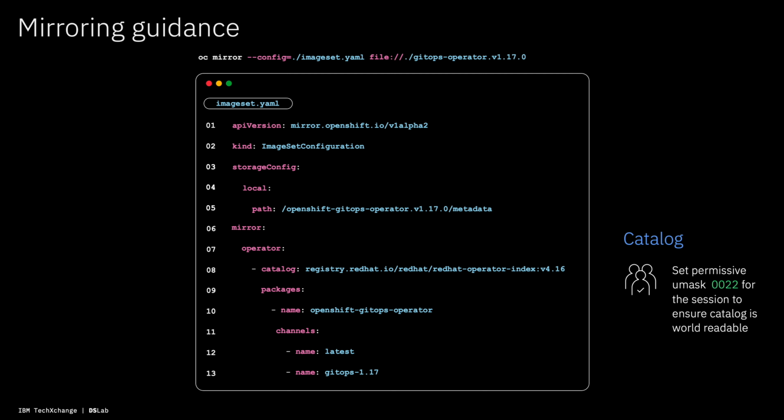And finally, catalog permissions. When pushing content to the registry, OC Mirror generates a catalog index. This process creates a file-based catalog that includes only the images that were mirrored. The catalog is first written to local disk, where file permissions are inherited from the user's profile. In high security environments, files are not created with world read access. These restrictive permissions will prevent the OpenShift catalog pods that run under arbitrary user IDs from reading the catalog. To avoid this, set a permissive UMask of 0022 for the session.